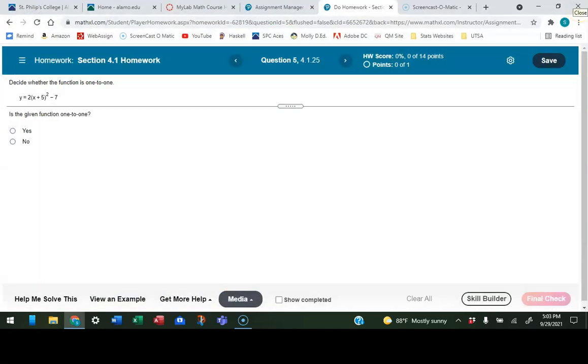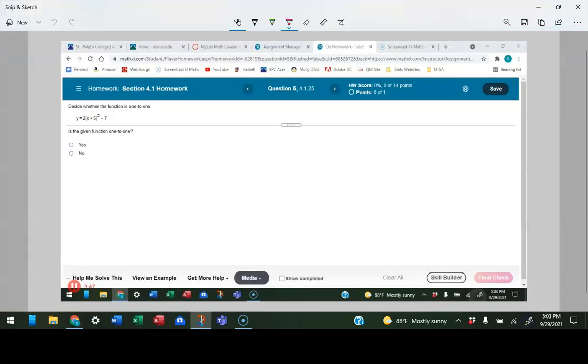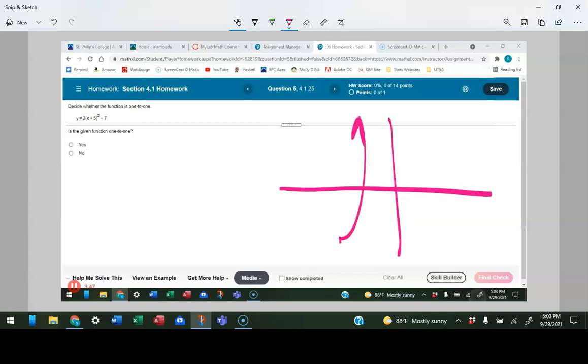All right, so is this one-to-one? Well, what does this make if I graph it? If I graph this, my parent function is stretched by a factor of 2, and it has gotten shifted to the left 5 and down 7, and he is a parabola. He got stretched by a factor of 2, so he's tall and skinny. So what do you have here? Your parent function is a parabola.